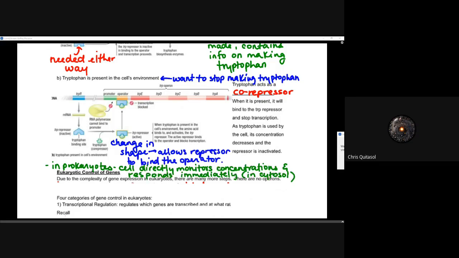It's going to change the shape of that trp repressor, allow it to bind to the operator, and then it will prevent that tryptophan from being created. As a result, it blocks transcription.